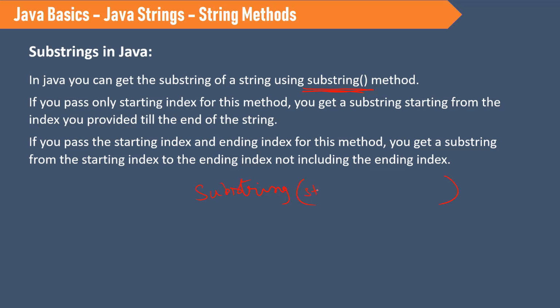The first argument is the starting index and the second argument is the ending index. You have to pass these two. Let's say if you don't pass the ending index, then starting from this starting index, it will fetch the substring until the end of the string. So let's see an example on this one.